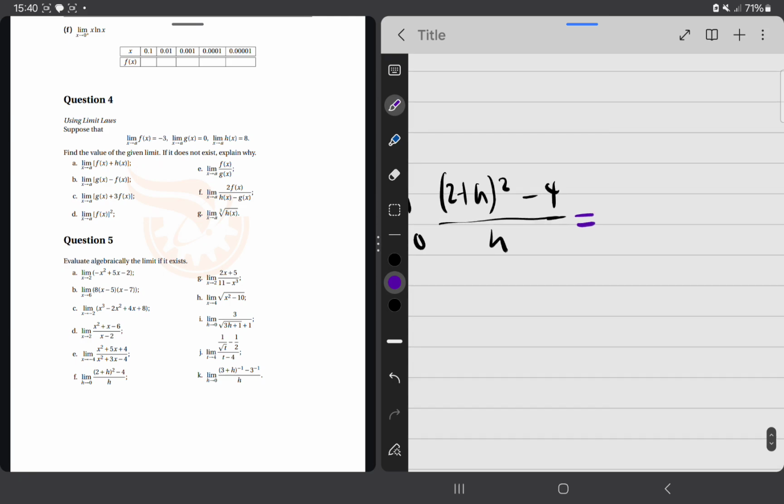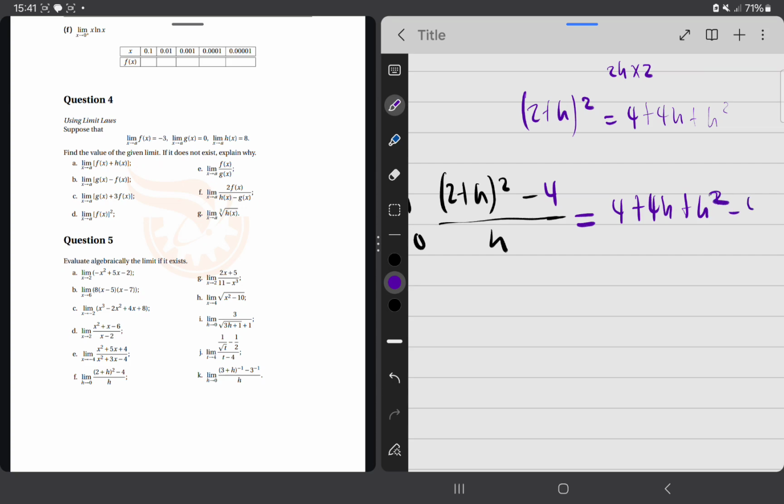So let's do that. We expand. Remember, we know how to expand (2 plus h) all squared. You square the first term: 2 squared becomes 4. You multiply them together: 2 times h, you get 2h. The answer that you get, you multiply it by 2, because it's going to happen 2 times, and it'll be 4h. Then you square the last term, which is going to be plus h squared. Remember that this was minus 4. So here, this becomes now 4 plus 4h plus h squared.